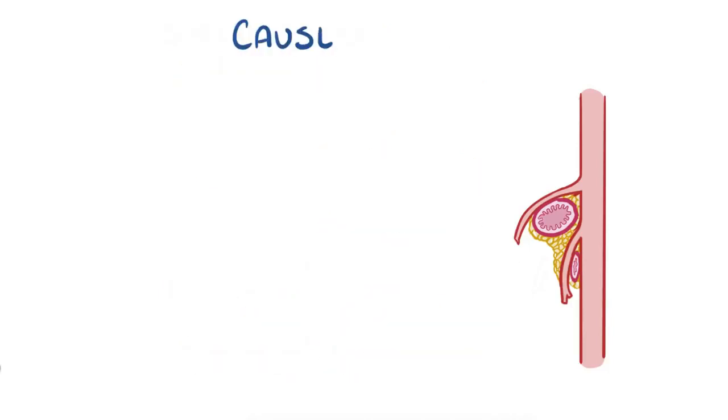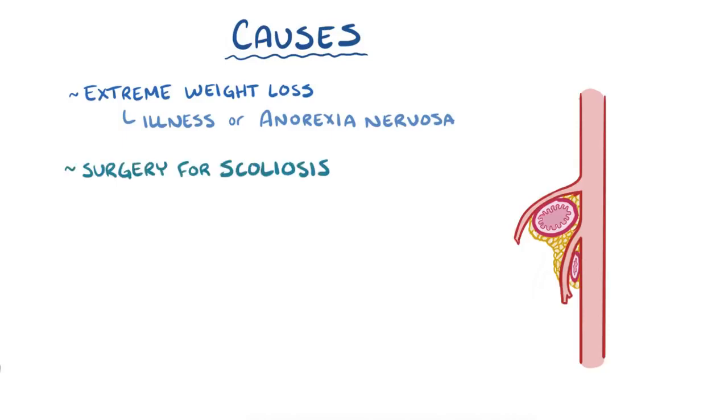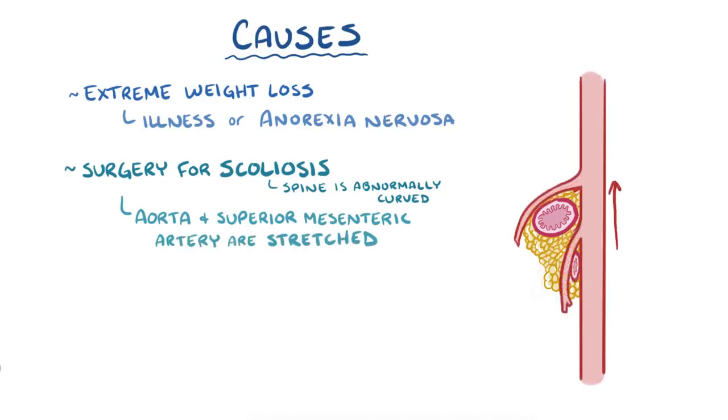There are a few reasons why this might happen, and the most common one is extreme weight loss, from any cause like an illness or even intentional weight loss like in anorexia nervosa. In young people, another common cause of superior mesenteric artery syndrome is surgery for scoliosis, which is a condition where the spine's abnormally curved. During the surgery, the spine is straightened, and the aorta and superior mesenteric artery get stretched upward, causing the aortomesenteric angle to narrow.